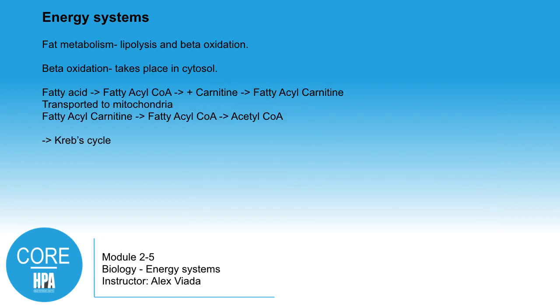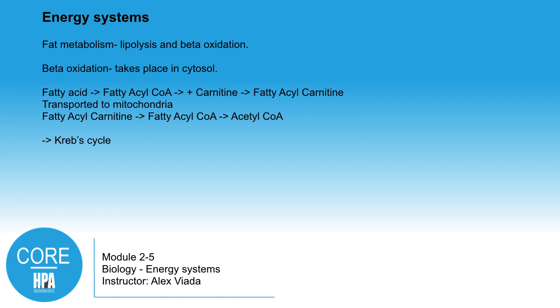Next portion of the energy systems. Well, how about fat? Where does fat come into all this? Well, fat metabolism is what we call beta oxidation. That is how a fat molecule is broken down and actually enters into this system.